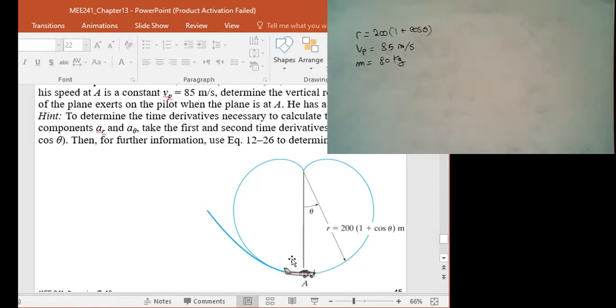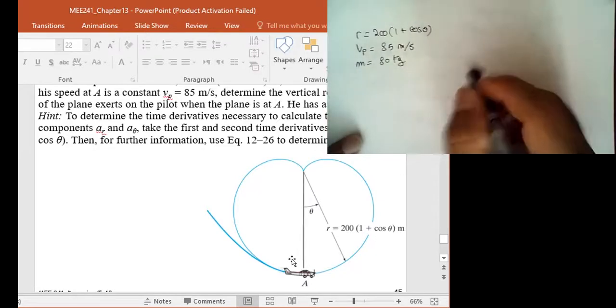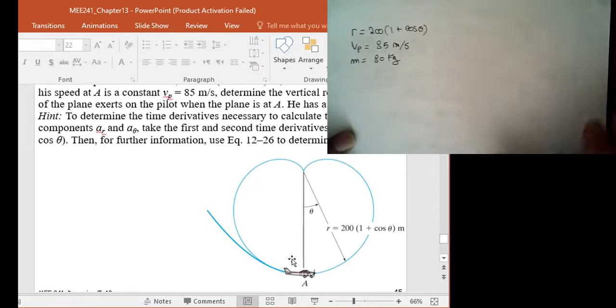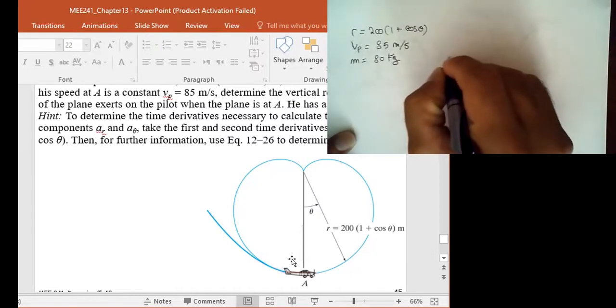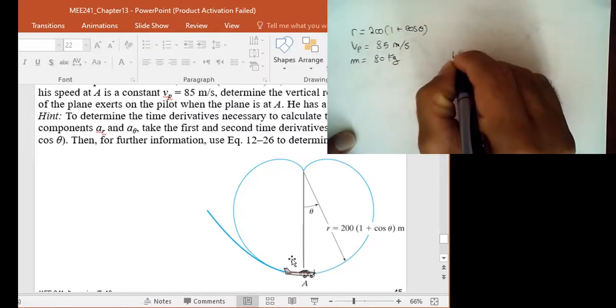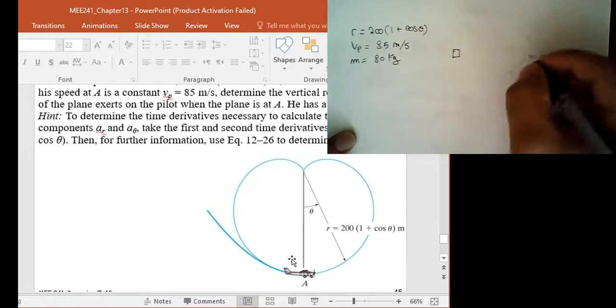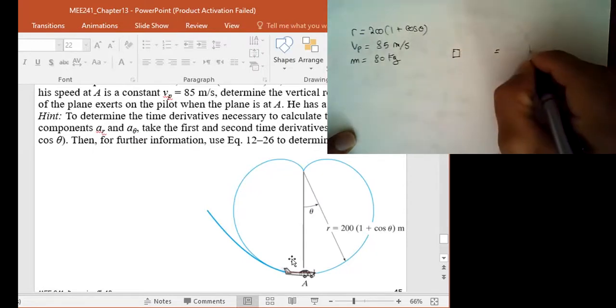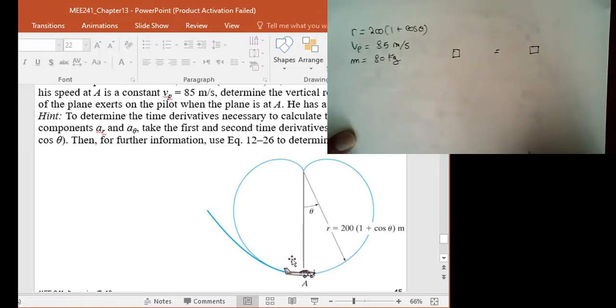Okay, let's do this problem. So we're trying to find the normal reaction on the pilot. So what do we do here? We're going to do a free body diagram on the pilot, right? So we are looking at the external forces that are being applied on the pilot. What are the forces on the pilot?